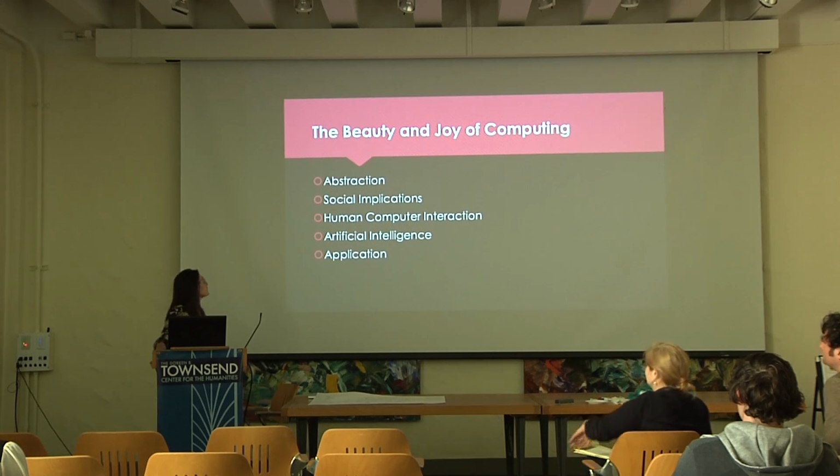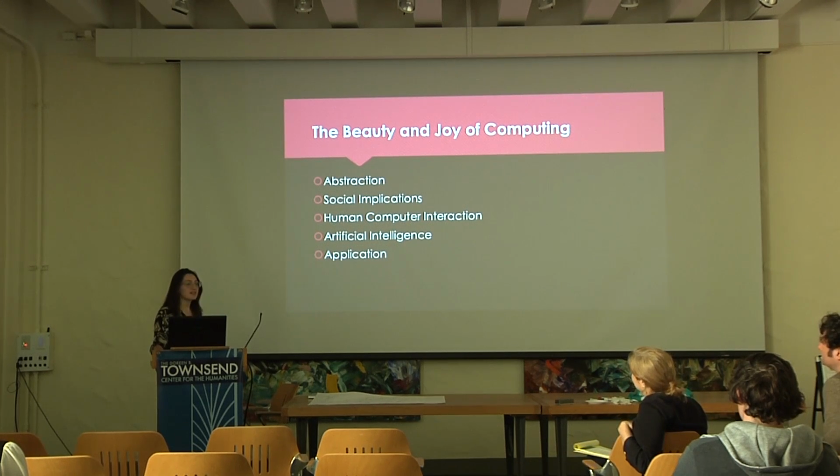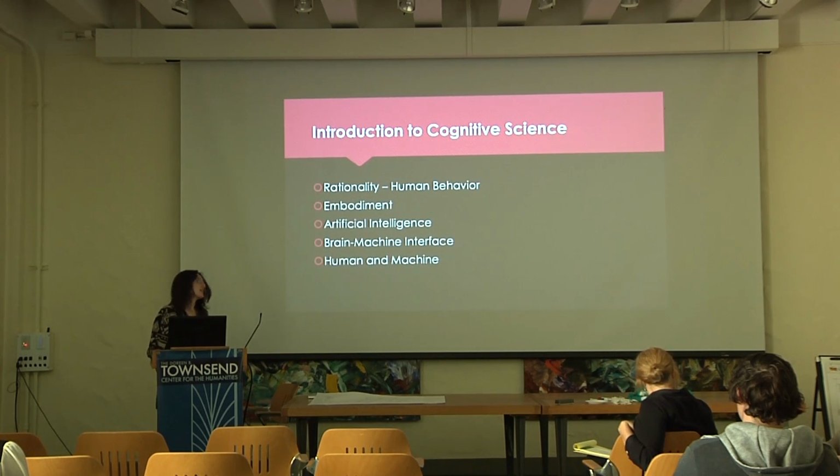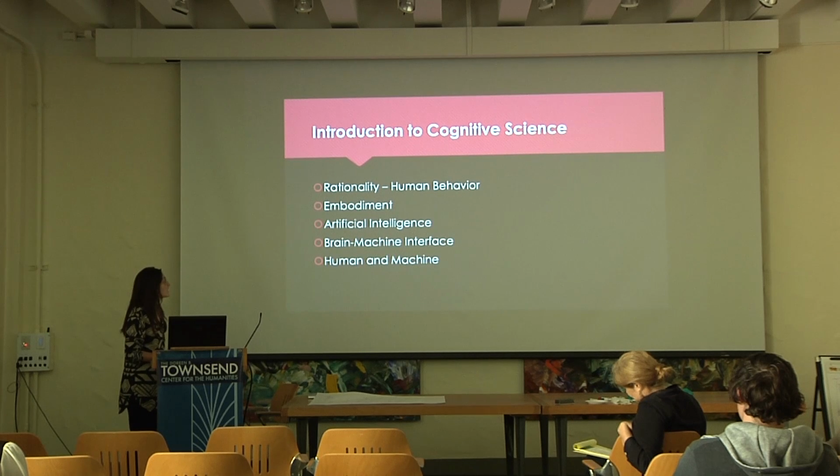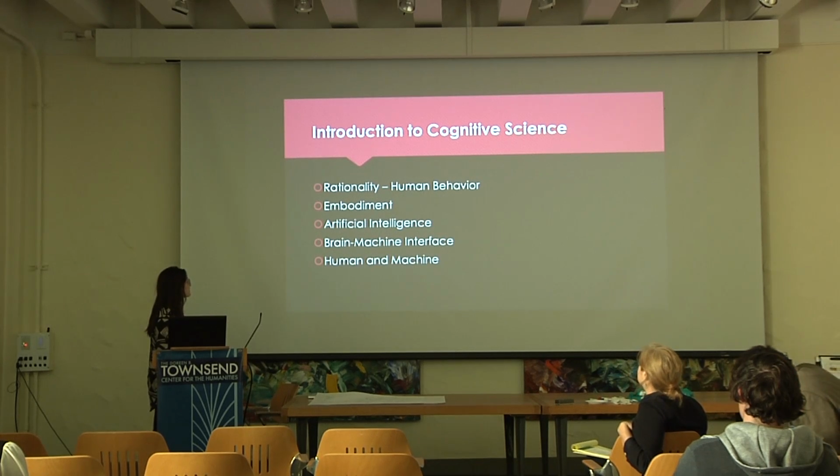So starting off with The Beauty and Joy of Computing, some topics from that class that I found really relevant to the course thread were abstraction, social implications, human-computer interaction, artificial intelligence, and application of all of those things. In Intro to Cognitive Science, a lot of people have touched on these things, but rationality and the actuality of human behavior in comparison to rationality.